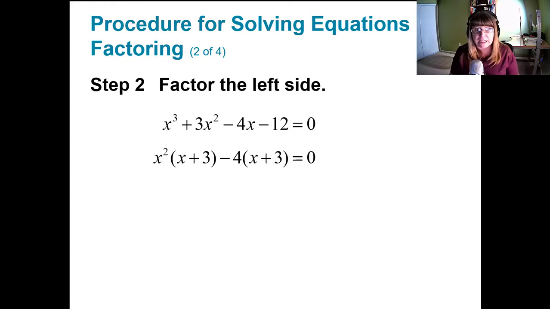And indeed, the first 2 terms factor as x squared times quantity x plus 3. And the second 2 terms, I can factor out that -4, and I get -4 times x plus 3. And as you see, they both have x plus 3 in common, so that's its GCF. We'll pull that out and put it all together. So x plus 3 times x squared minus 4.